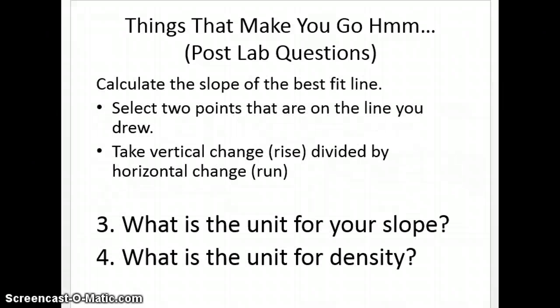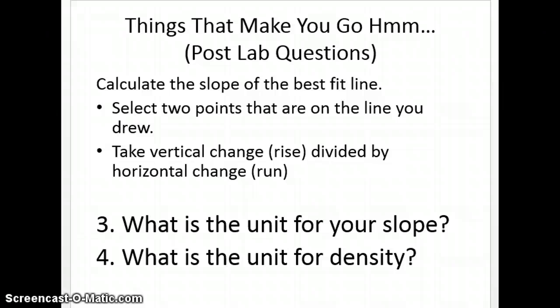Question number 3 is a little bit detailed. What you need to do is first of all calculate the slope for that pink line of best fit. The way that you do it is by picking 2 points on that line. You can pick any 2 points along the line that you would like, and you need to take the vertical change, that's the rise, divided by the horizontal change, that's the run. Once you figure that out, the rise over the run, you're going to have something with mass and velocity.